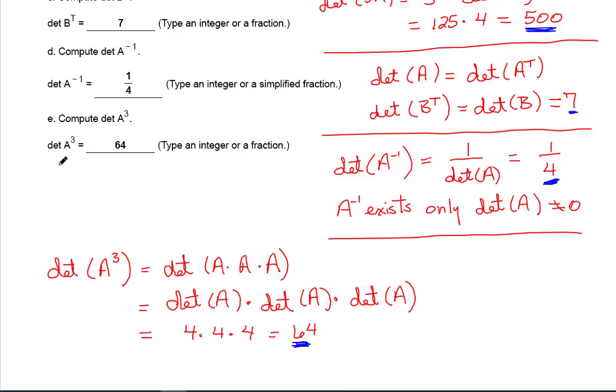What about the determinant of A cubed? Well, that's the determinant of A times A times A. So I've got a product of 3 determinants. Each of them is 4. So essentially 4 cubed, which is 64.